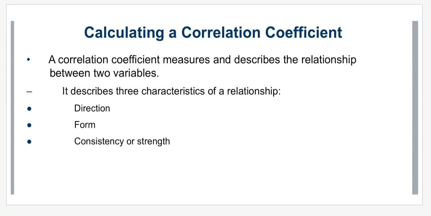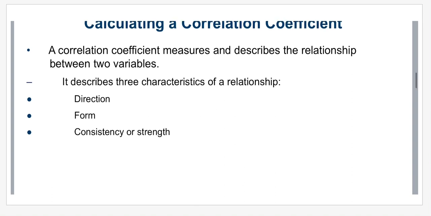Okay, so for a correlation coefficient, it is describing and measuring the relationship between two variables, which we've already discussed. There are three characteristics that the coefficient is going to shed light on or describe: the direction, the form, and the consistency or the strength of the relationship.